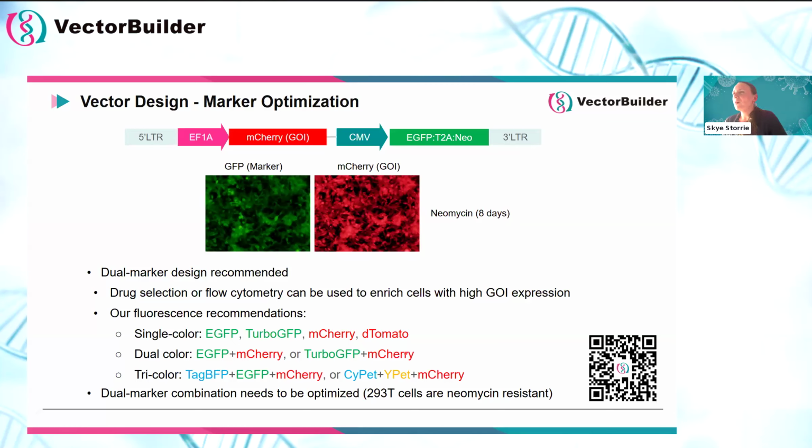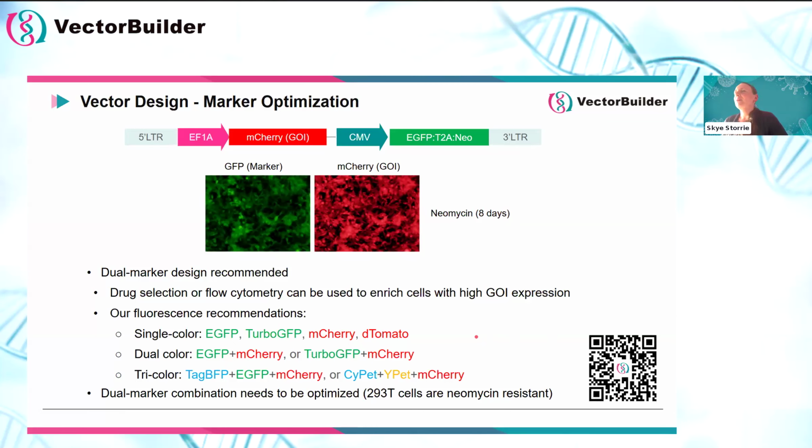But if you want to know more about all the different types of fluorescent proteins you could possibly use for different applications and all the new and upcoming shiny, exciting ones, I'd really recommend that you scan this barcode, and that will take you to another gene delivery seminar series, which is all about fluorescent reporters.